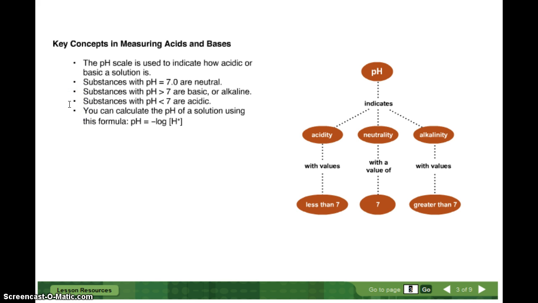You can calculate the pH of a solution by using this formula. pH equals the negative log of the concentration of hydrogen ions. And remember, the pH scale goes from 0 to 14. pH indicates acidity, values less than 7, neutrality, values of 7, alkalinity, or being a base, with values greater than 7.